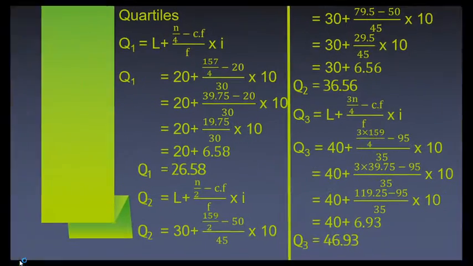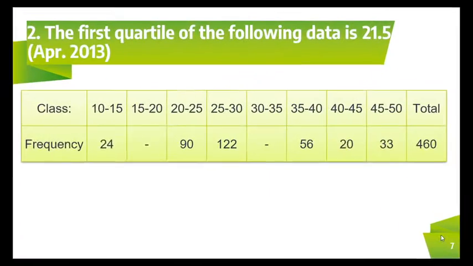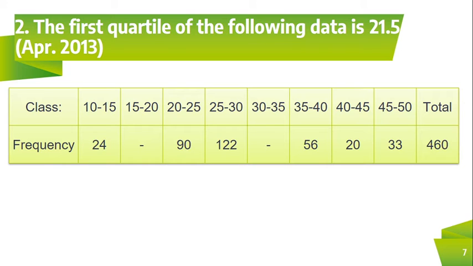So going back to the formula, it is 40 plus (3n by 4 minus CF) by f into i, which is 119.25 minus 95 by 35 into 10. So it is 40 plus 6.93, which comes to 46.93. So we have found the first quartile, the second quartile and the third quartile. So this is for your quartiles.